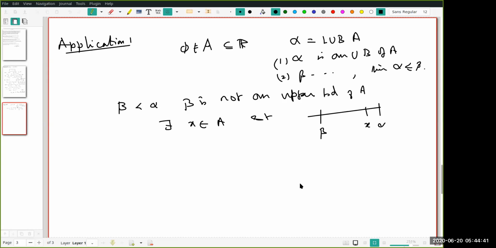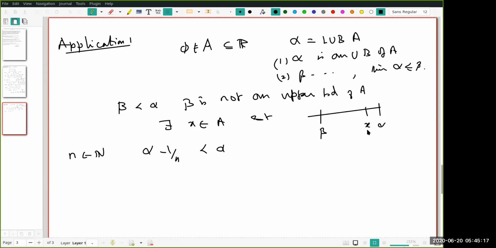Is that okay? So, one of the ways of exploiting the LUB property, if I want to get a sequence, is to consider something like this. Suppose alpha is the least upper bound of A. Fix a natural number n. Look at alpha minus 1 by n. This is strictly less than alpha. Therefore, this is not an upper bound of the set A. Right? Therefore, what do I know? There is an X in A which will be greater than alpha minus 1 by n.